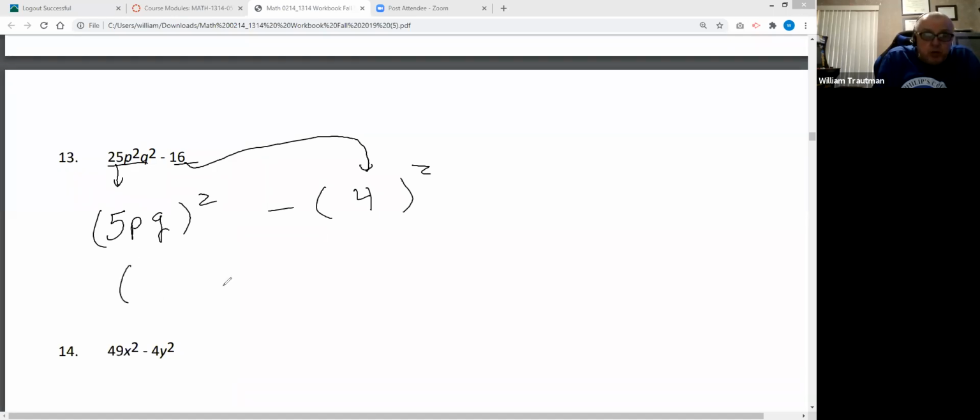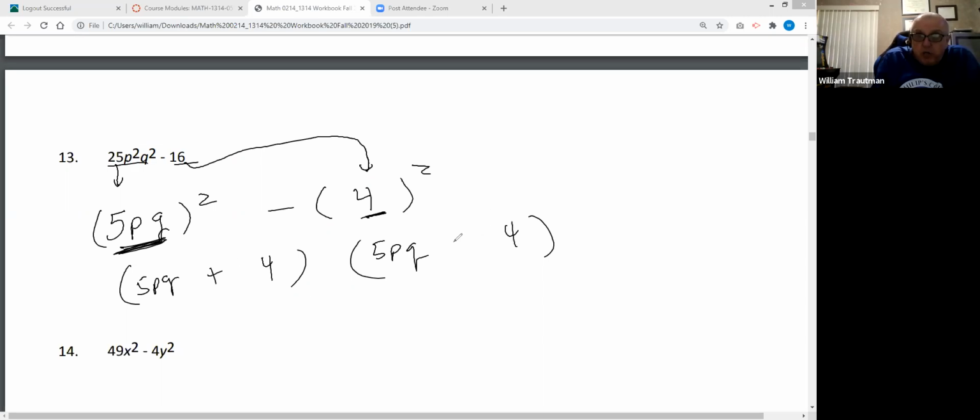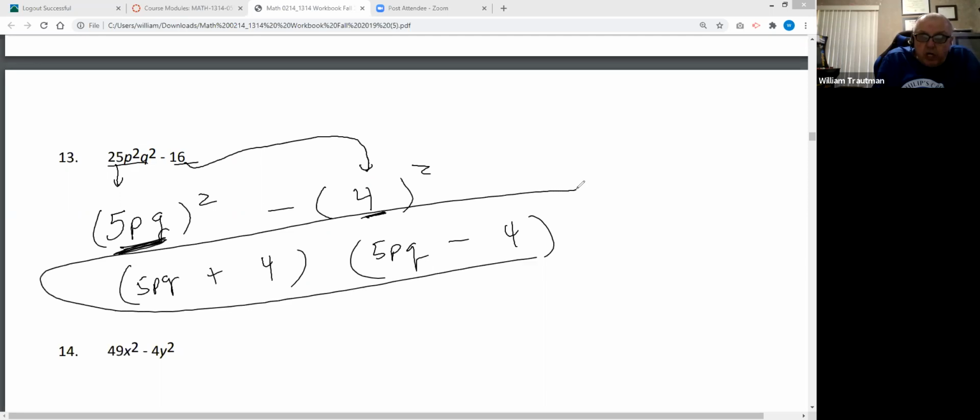Step 2, write 2 big parentheses. Whatever's in the first parentheses, 5pq, 5pq goes in the first spots. Whatever's in the second parentheses, 4 and 4 goes in the second spot. One plus, one minus, we are done.